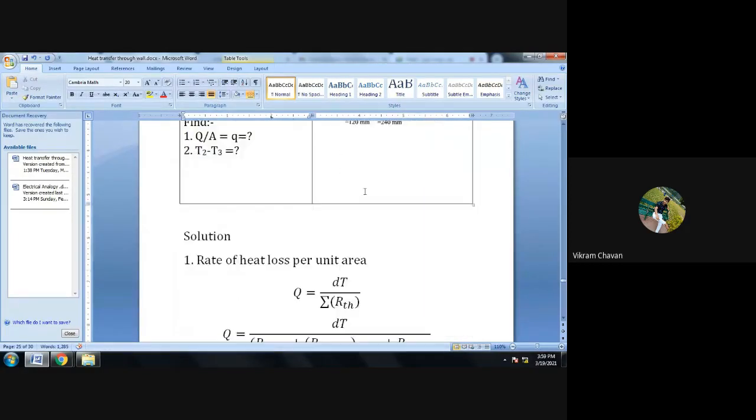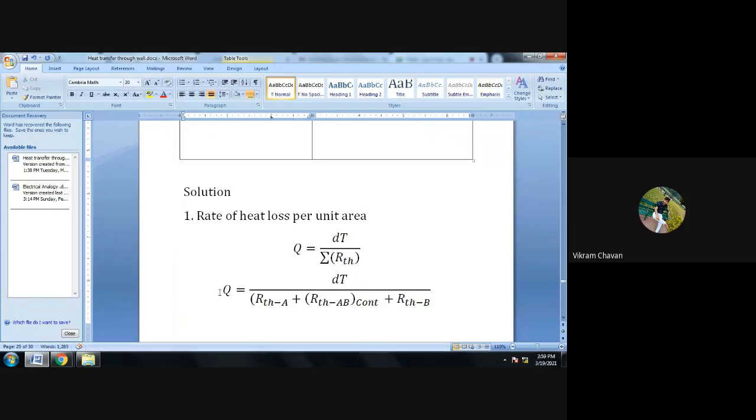So our equation will be Q is equal to the overall temperature difference dT divided by RTH suffix A plus RTH suffix AB contact plus RTH suffix B. Getting everyone? This is how we have to modify the equation depending on our data. Write down the equation.